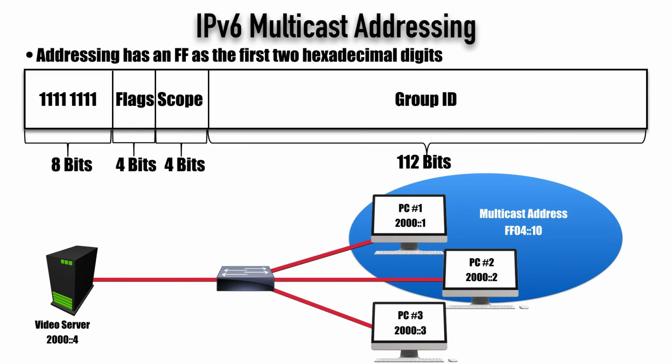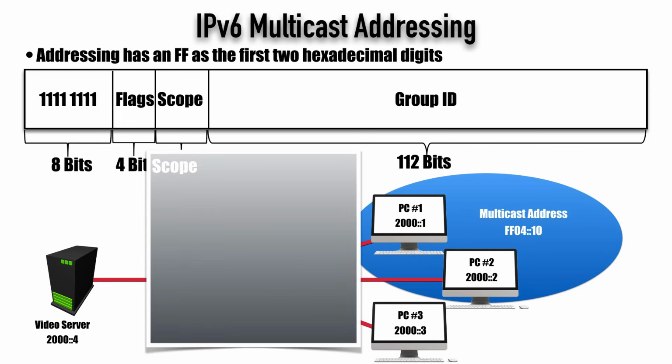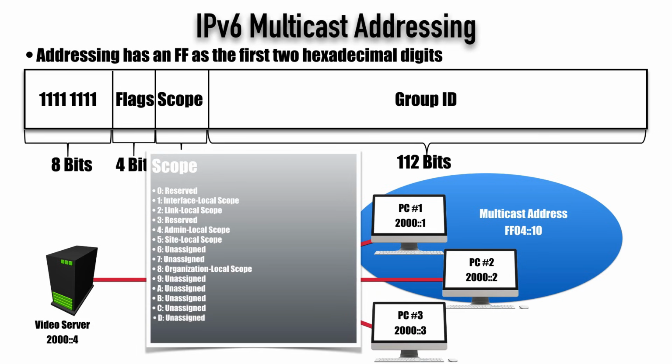What's going on there? Well, we've got several different possible values for our scope, and I'll put them on screen here just as a reference for you. Nothing to really memorize, but you can see that several of these are unassigned. Not all of these scope values have a meaning currently. And some of the scope values would have a particular meaning, such as a scope of a 2.